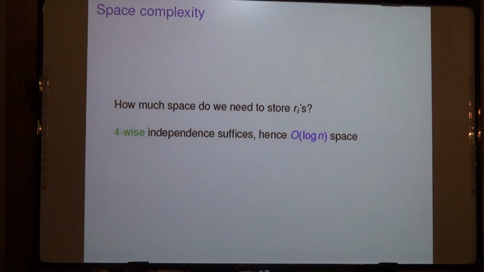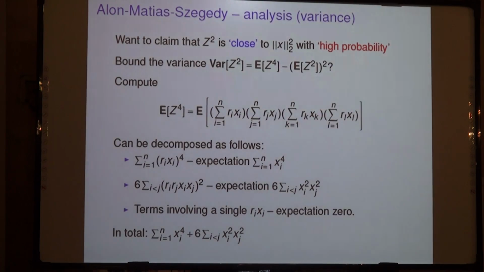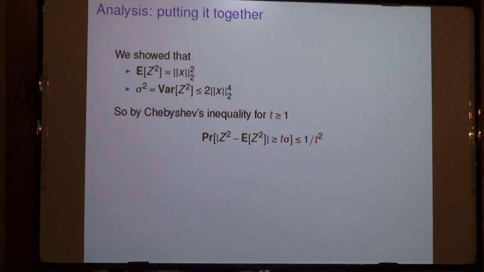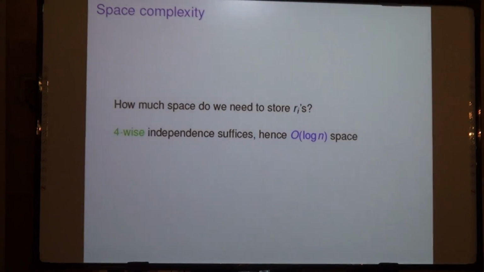how much space do we need to store the RIs, the vectors? And the answer is not much, because if you rewind the analysis, what you will see is that the only thing we used is a fourth moment calculation. So in order for this calculation to go through, we only wanted independence of 4 distinct RIs. So 4-wise independence is sufficient. And we can generate 4-wise independent random signs in order log n space.